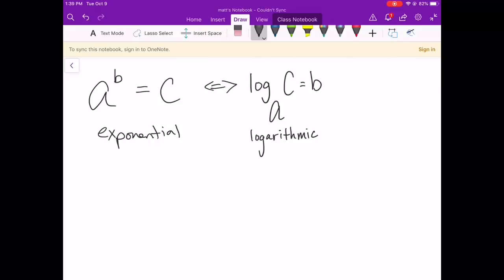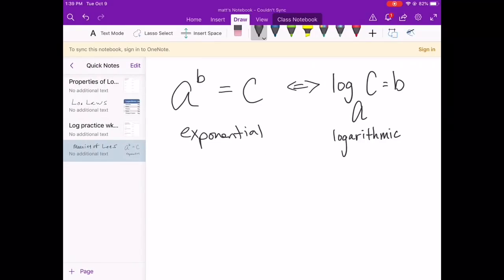So you need to be able to go forwards and backwards here. So if it's in exponentials, you need to be able to write it as a log. If it's in a log, you need to be able to write it as an exponential equation. All right, so let's do a couple of those examples together so we can see how it works.